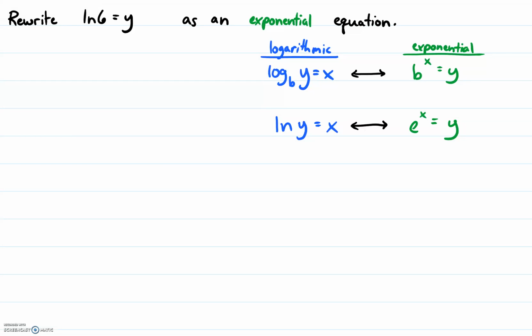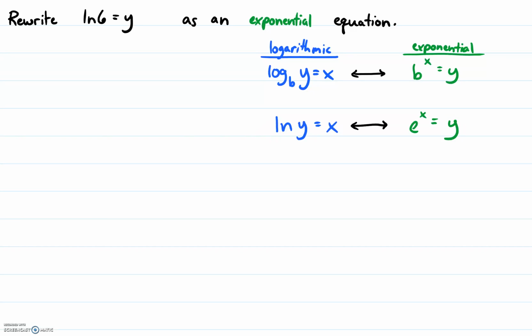In this video, we're going to talk about how to rewrite the natural log of 6 is equal to y as an exponential equation. On the right hand side of your screen, you can see our key that we're going to use for this, or our model for changing something from logarithmic to exponential form. And you see we have two different options here.